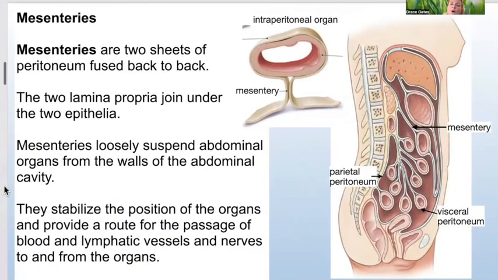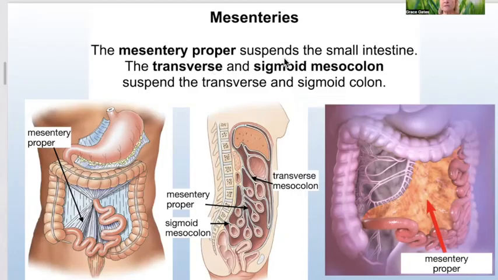Mesenteries are two sheets of peritoneum fused back to back. The two lamina proprias are joined under the two epithelia. Mesenteries loosely suspend abdominal organs from the walls of the abdominal cavity. They stabilize the position of the organs and provide a route for the passage of blood and lymphatic vessels and nerves to and from the organs. The mesentery proper suspends the small intestine. The transverse mesocolon suspends the transverse colon, and the sigmoid mesocolon suspends the sigmoid colon.